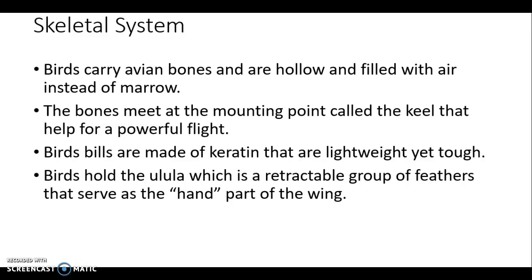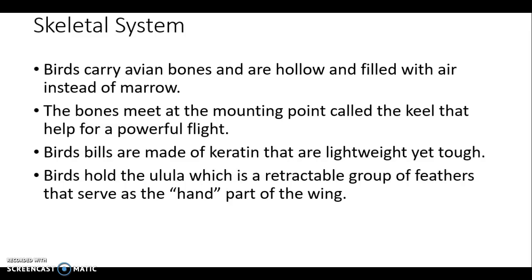So we know that we have red bone marrow and then yellow bone marrow, and this is where we get our blood production in our bones. They are not the same as birds. The bones help at the mounting point called the keel and help for powerful flight. So you can see all of these different parts. The internal structure of the bone is on page 349, and you can see that it has a hollow.